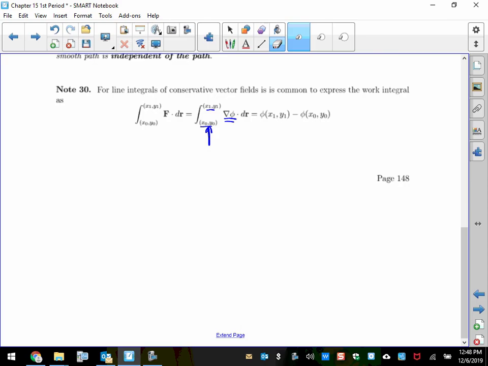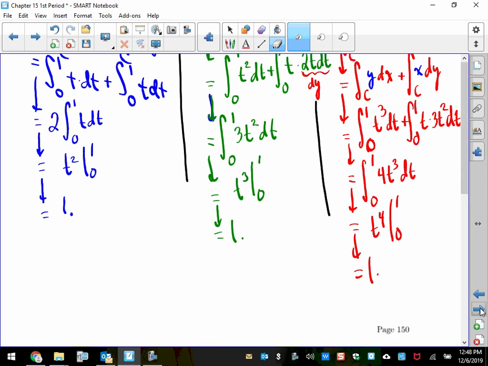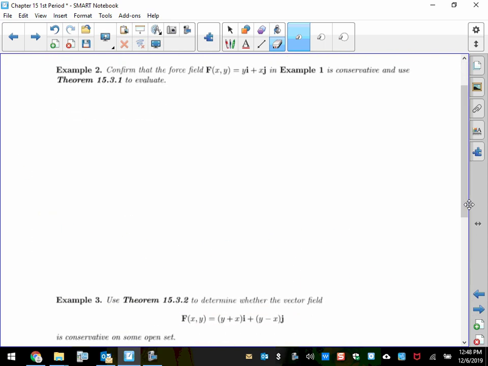Okay, well I think we can go ahead and try the next example. So let's scroll down here and try example 2. It says confirm that the force field F in example 1 is conservative. We already did that, and then use it to evaluate. Okay, so we didn't evaluate it using the fundamental theorem of line integrals, but let's try that here. So let's just verify it again.